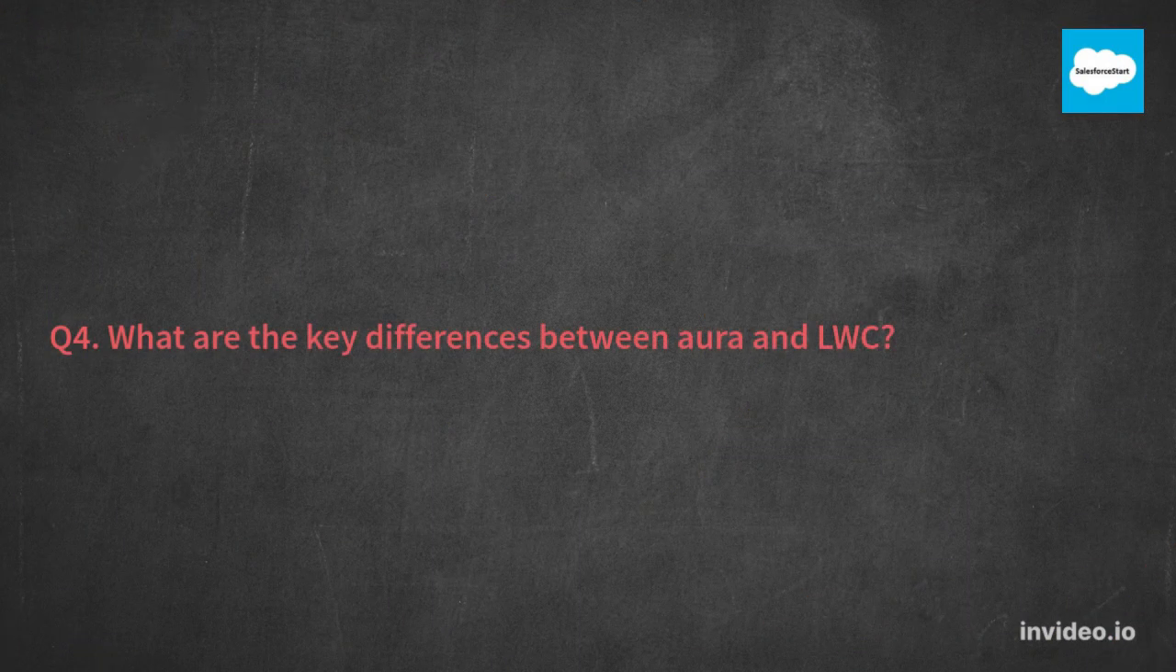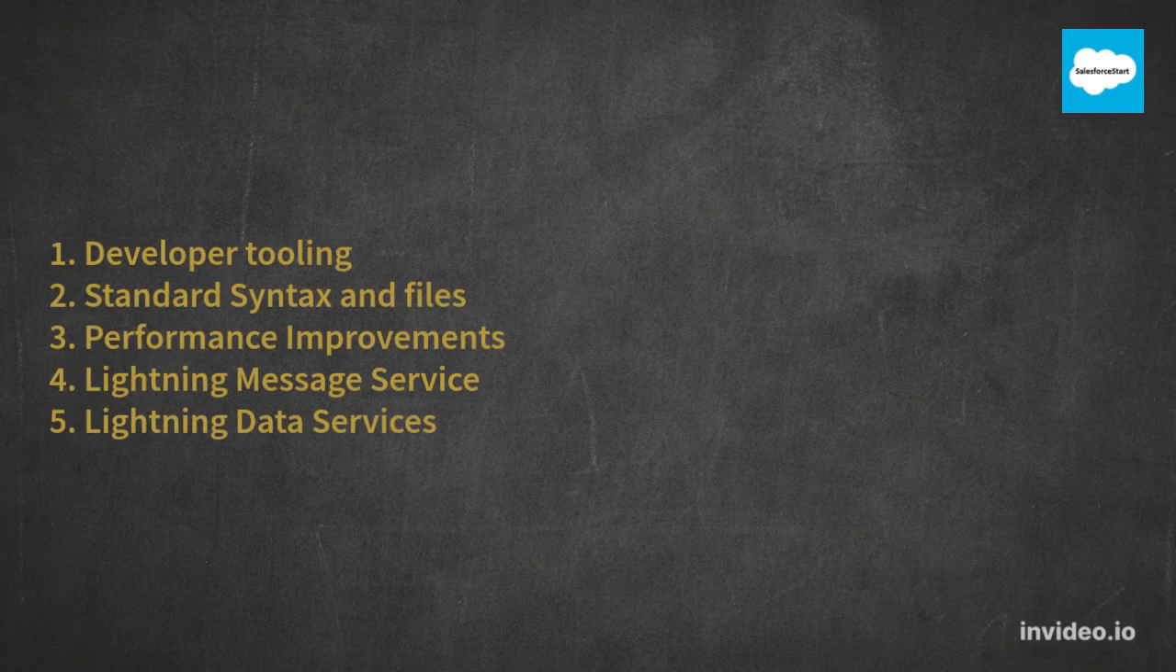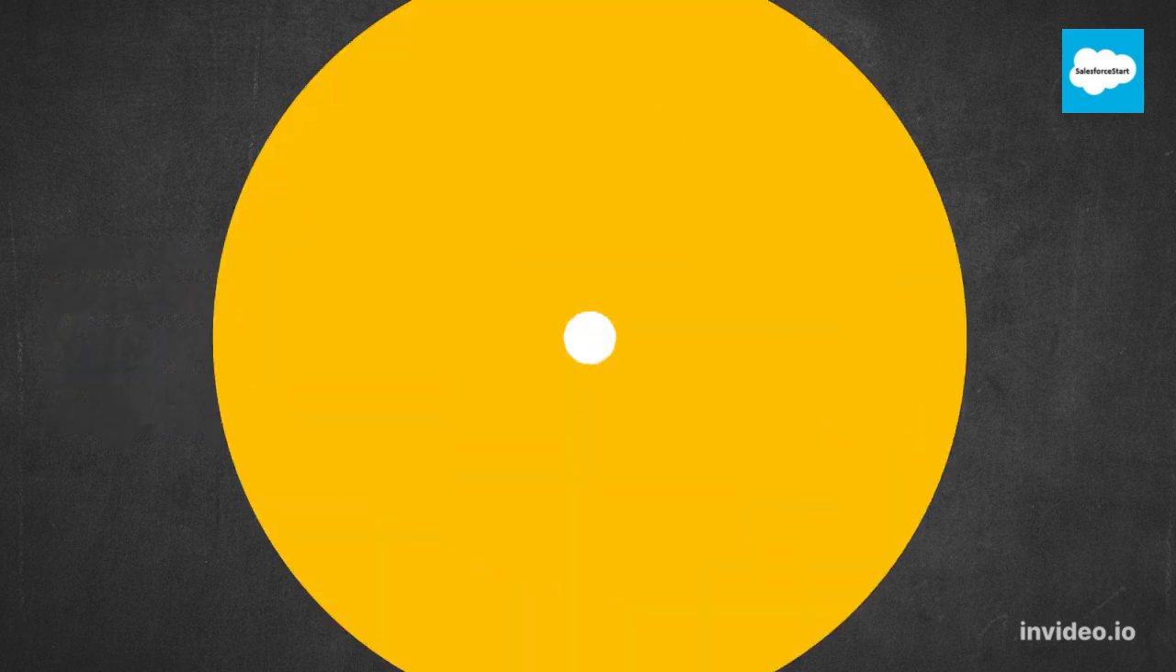Q4. What are the key differences between Aura and LWC? 1. Developer tooling. 2. Standard syntax and files. 3. Performance improvements. 4. Lightning message service. 5. Lightning data services.